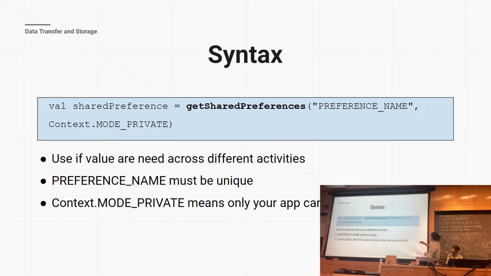There are two arguments or parameters that we input into this function. The first one, as I previously mentioned, is the pref name. This is the key to the actual file; you can think of it as the file name. This must be unique, so we can identify and access this file. The second one is called MODE_PRIVATE. This means that only your app can access this file.